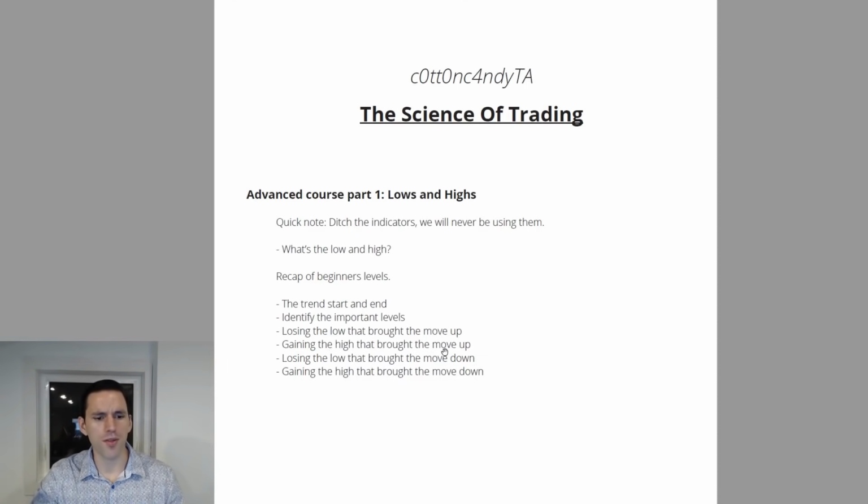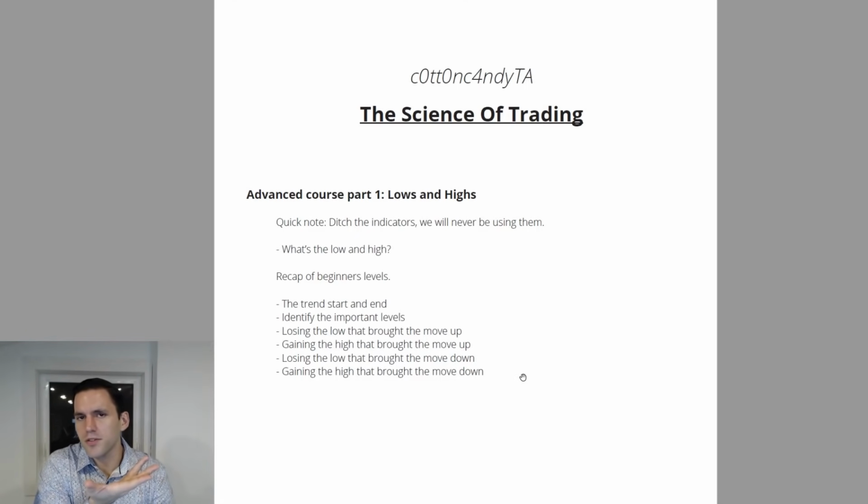And gaining the high that brought the move up. What happens when you gain the high? Well, you continue that uptrend. And what happens when you lose the low that brought the move down? When you have a swing low and you keep going lower, what does that mean? How can you further dissect that into valleys and into trends? Don't worry too much about the valleys other than starting to see them with your eye, because we'll go into valleys later. But how can you dissect the trend? What does it mean for the trend?